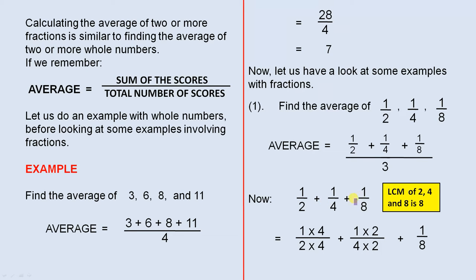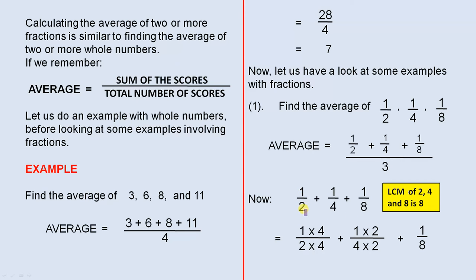So here we are. If you remember the earlier lesson we had, we must arrive at three fractions which have the same denominator before we can add them up. So here we have three different denominators. To find our denominator, we have to find the lowest common multiple of 2, 4 and 8. That is, what's the lowest number that 2, 4 and 8 will divide into evenly? And that's 8. In other words, our denominator that we're after will be 8.